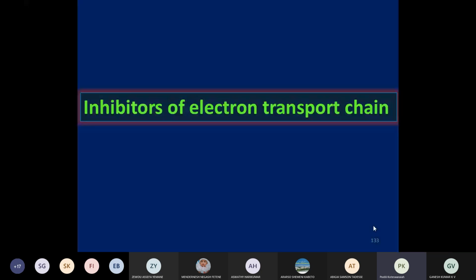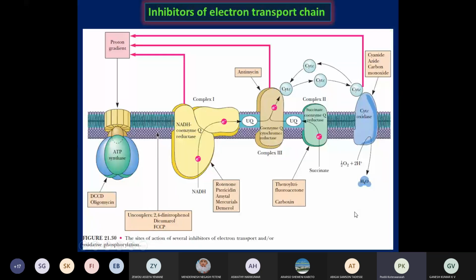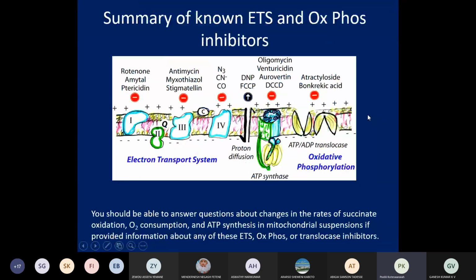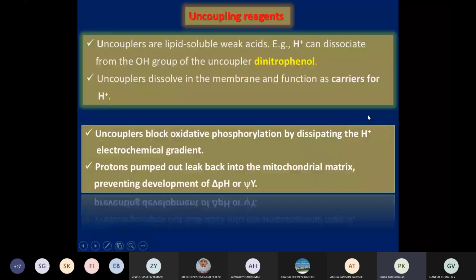These are known as the electron transport chain inhibitors. We have complex 1, complex 2, 3, and 4. Complex 1 is inhibited by rotenone, pyridine, and amytal. Complex 3 is inhibited by antimycin, and complex 4, cytochrome C oxidase, is inhibited by cyanide, azide, and carbon monoxide. And then we have one more thing, uncoupling reagents.